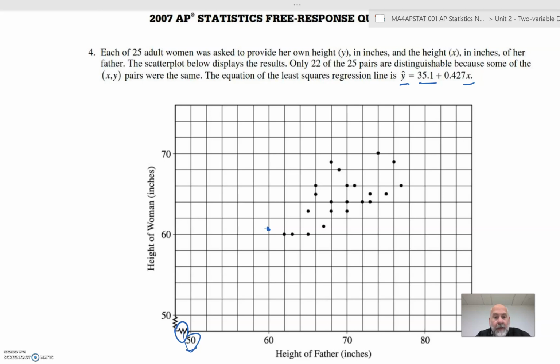That's 5 feet tall. And so we don't expect the woman to be as short, but we still expect them to be somewhat short. We predict them to be around 5 foot, but we actually predict them to be taller than their father because their father's unusually short. Yeah. All right.